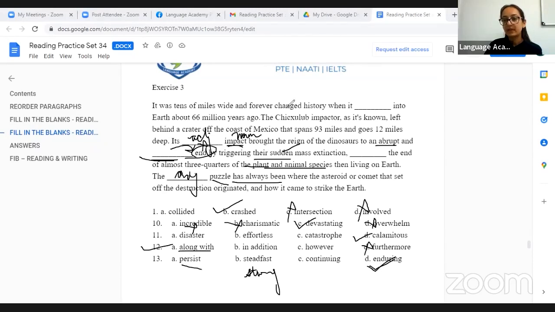Right? Any questions, anyone? Adjective can be in ing form, yes.